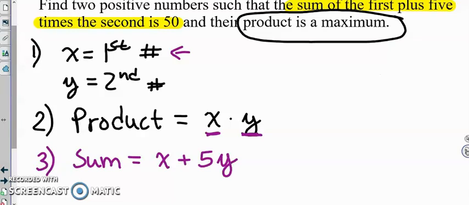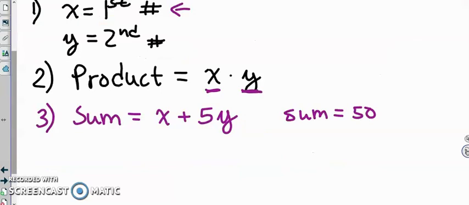Okay, and it said that is 50. So in other words, the sum equals 50. So here we should be able to put that 50 in for the sum and then actually combine everything that we need to do and solve for y. And at this point, we should be able to solve for y.